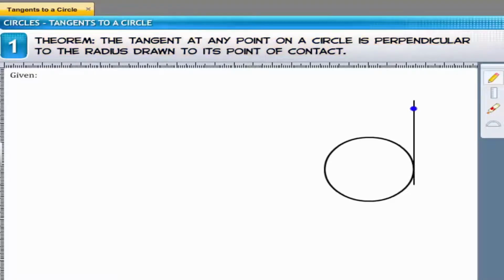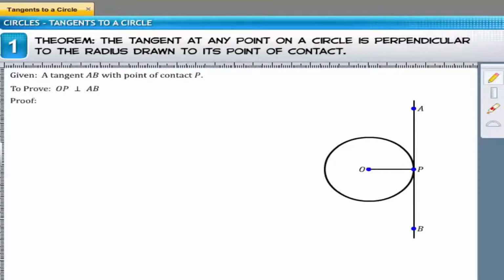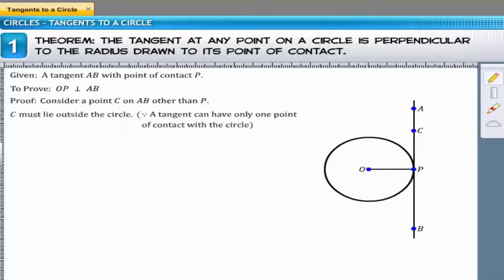Here we have a circle with the tangent AB drawn to it at point P. OP is the radius of the circle. Now, we have to prove that OP is perpendicular to AB. Now consider another point C, other than P on the tangent AB. Can point C lie on the given circle? Certainly not. Because if C lies on the circle, then the line segment AB has 2 points of contact with the circle, which contradicts that a tangent has only 1 point of contact with the circle. Thus C must lie outside the circle.